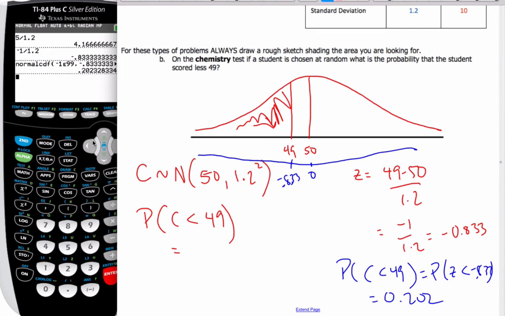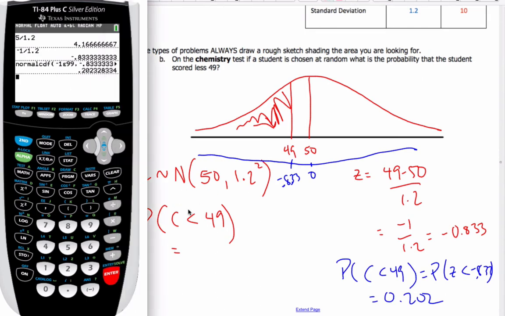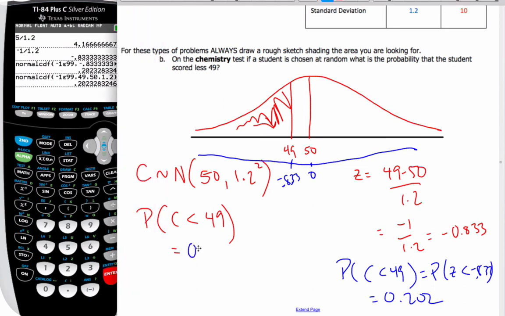But I can also just let my calculator do the conversion for me. I could go back to distributions, to my normal CDF. My lower is still negative infinity, but now I'm going to use the actual chemistry score, 49. The mean is 50 and the standard deviation is 1.2. The calculator will calculate the z-scores and do all the probability behind the scenes, and I can see that my value is this. Drawing the picture and introducing the random variable are important steps along the way.